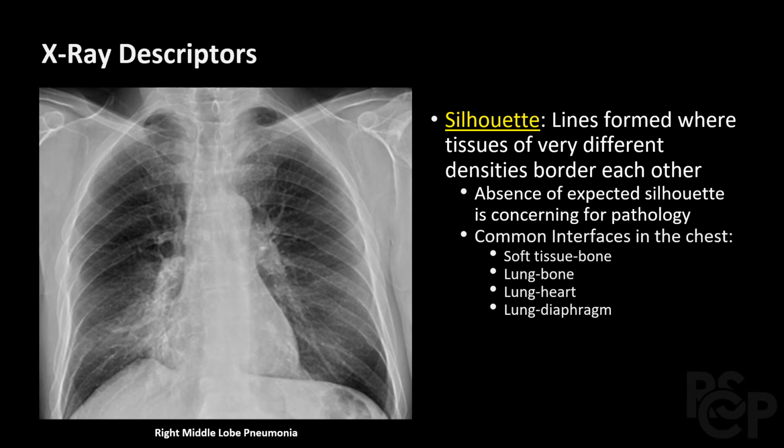Notice that the airspace opacification on the right middle lobe extends to the right heart border. Instead of having an air soft tissue interface, now there is a fluid from the pneumonia and soft tissue interface. Fluid and soft tissue are similar enough in attenuation that the apparent line between these structures disappears.